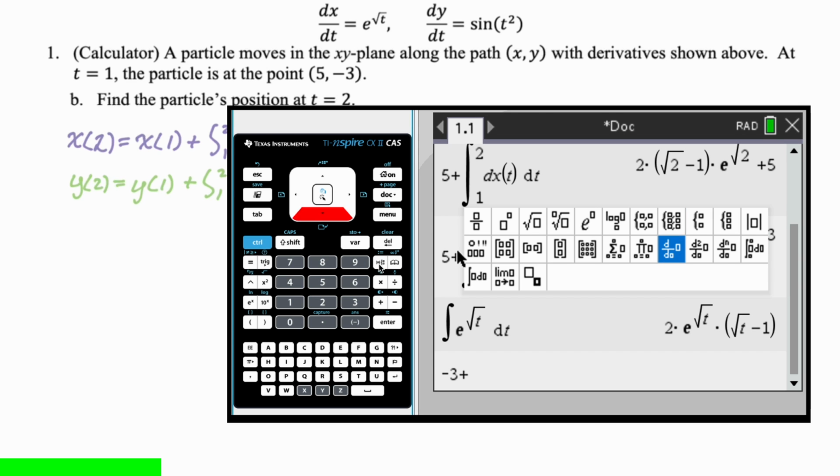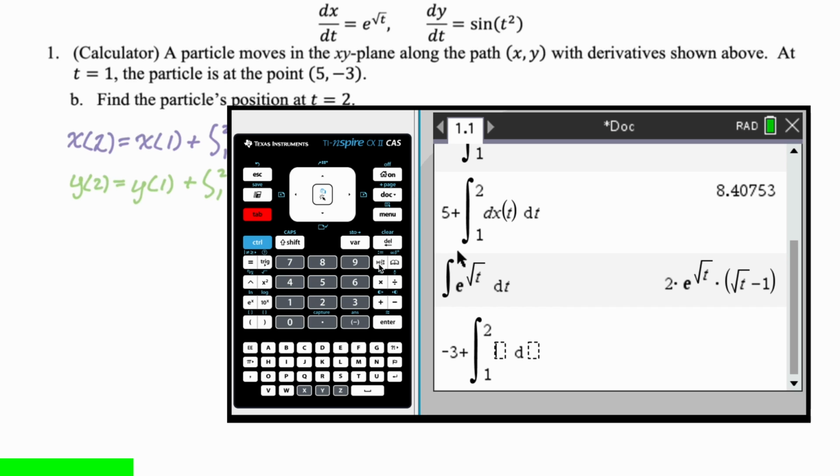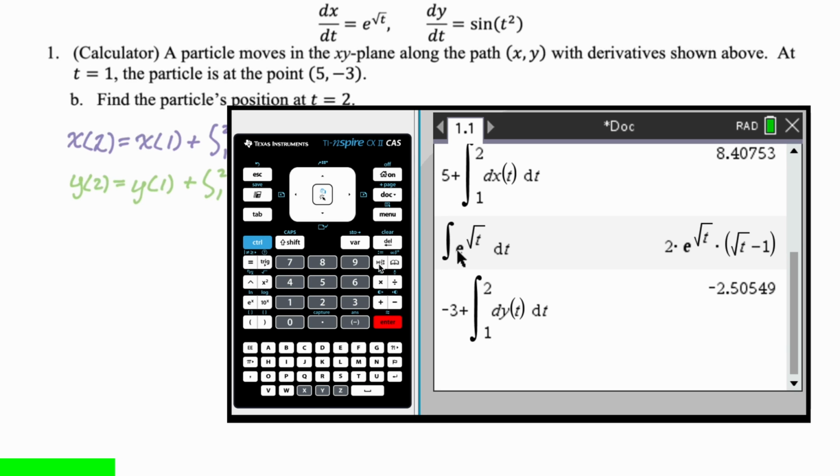So templates, and then we go all the way to the end of this row. And we're going to go from 1 to 2. And it's dy of t dt. And control enter, because I don't want to deal with the fact that maybe it can integrate sine of t squared, which I'm confident it cannot do. So there we go. Those are our two values. I'm going to go back and do the handwritten part.